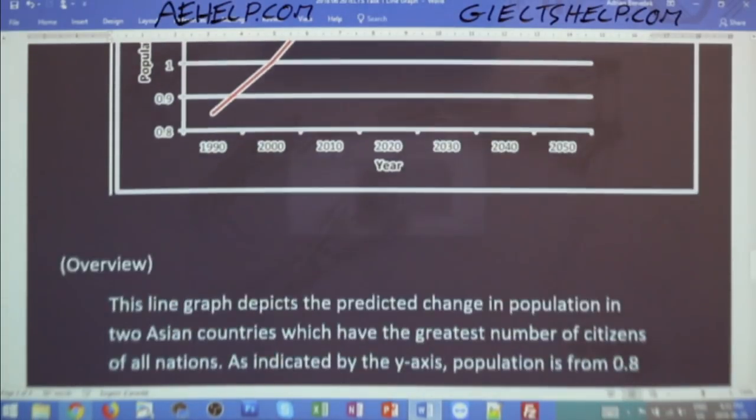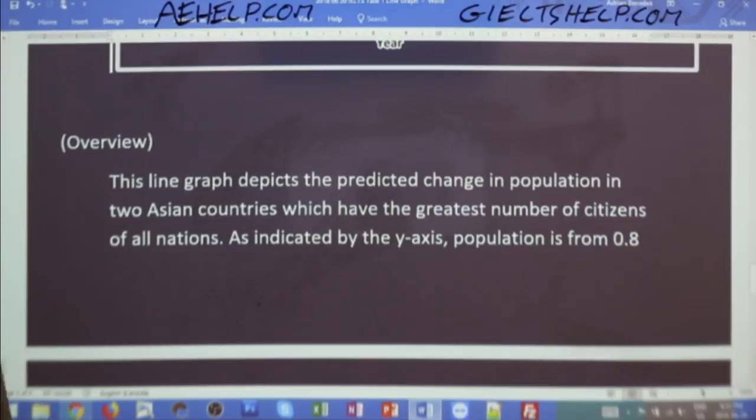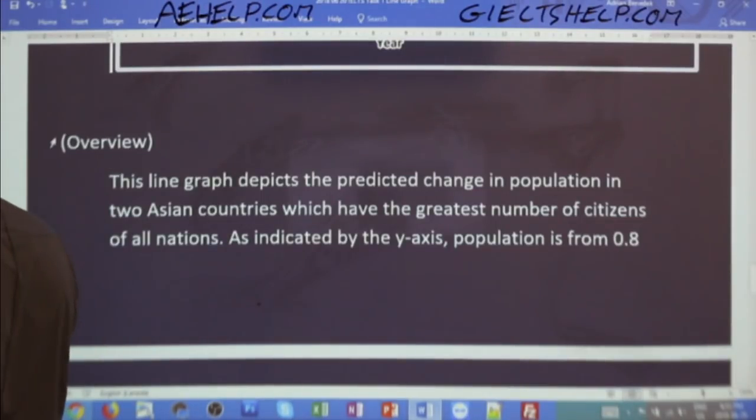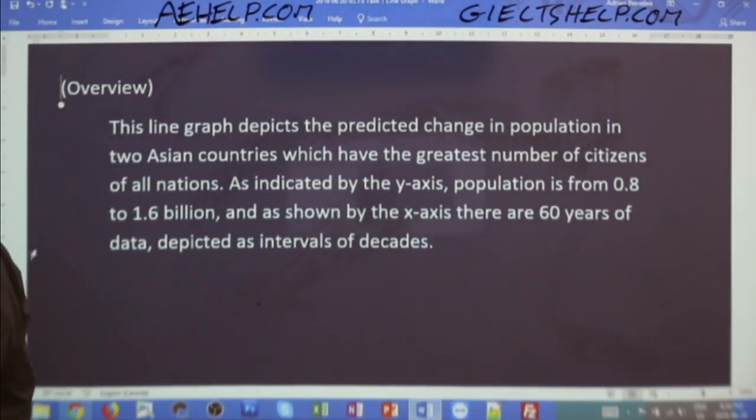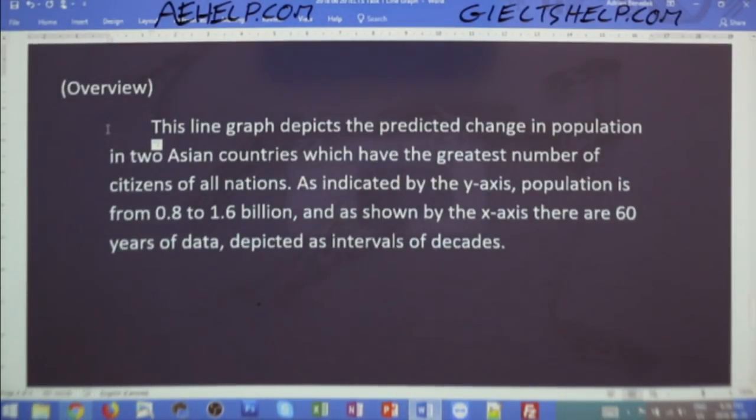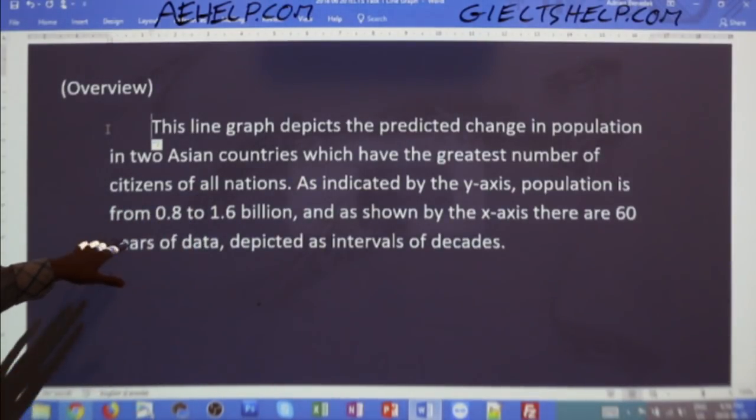So that's enough for your overview. Let me just get that into the next page so it's a little bit more clear as we progress. And then you can go to the analysis, which we just discussed, okay? So here, this line graph depicts the predicted change in population in 2 Asian countries which have the greatest number of citizens of all nations. As indicated by the y-axis, population is from 0.8 to 1.6 billion, and as shown by the x-axis, there are 60 years of data depicted as intervals of decades. Okay?